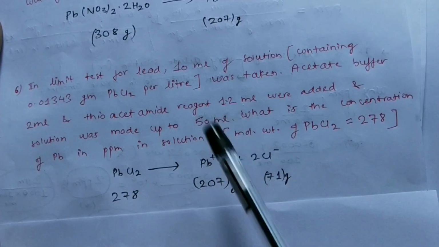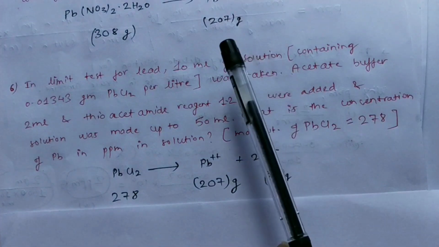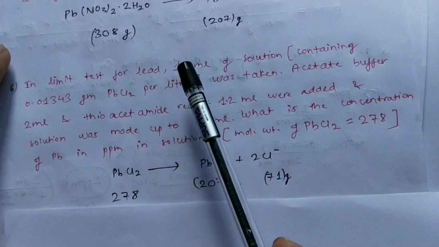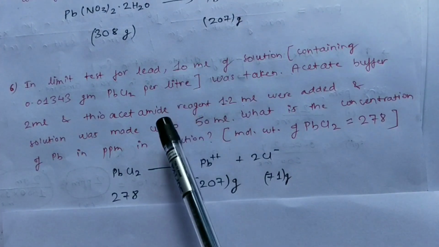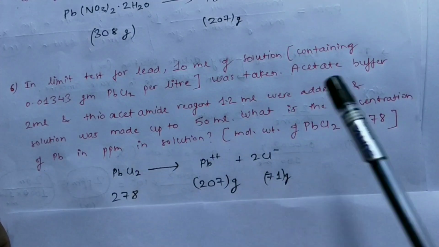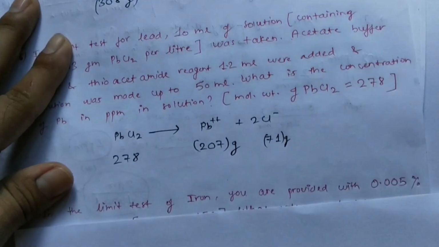So if you get the mass of Pb or lead in 10 ml, that is what you are using, 10 ml of the solution, to make the final volume 50 ml. So from that mass of Pb, divide by the volume of the solution, which you already have as 50 ml, multiply by 10 to the power 6, you will get the final parts per million.